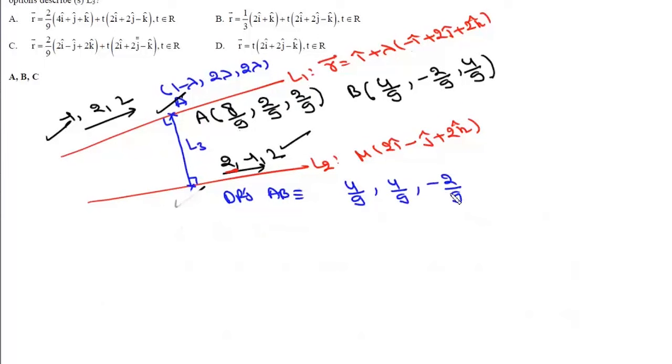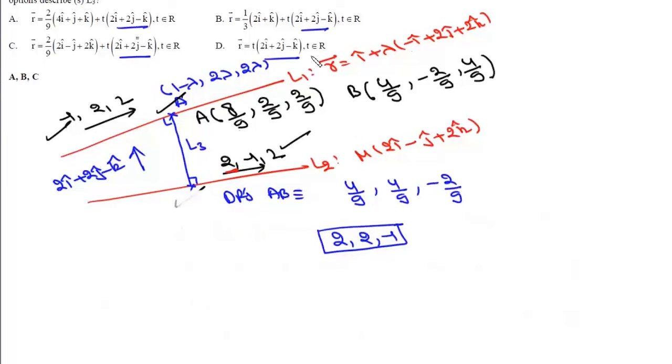And there will be minus 2 by 9, which is proportional to 2, 2, minus 1. So the direction of this line L3 will be 2i plus 2j minus k, and which is the direction in all the 4 given equations. Now we can write the equation of this line AB in terms of this point A.